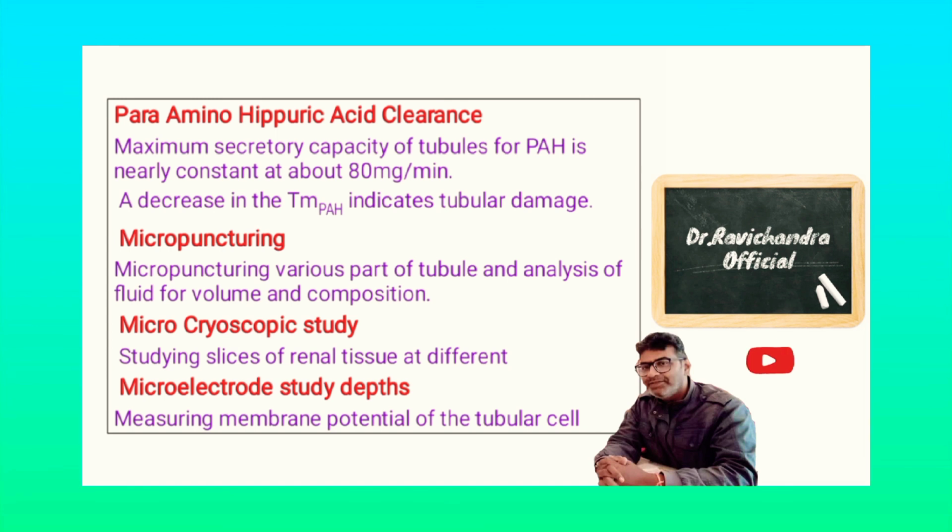Para-amino hippuric acid clearance. Maximum secretory capacity of the tubules for PAH is nearly constant at about 80 milligrams per minute. A decrease in this indicates tubular damage. Micropuncture: puncturing various parts of the tubules and analysis of the fluid for volume and composition. Microscopic study: studying slices of the renal tissue at different levels. Microelectrode study: measuring the membrane potential of the tubular cells.